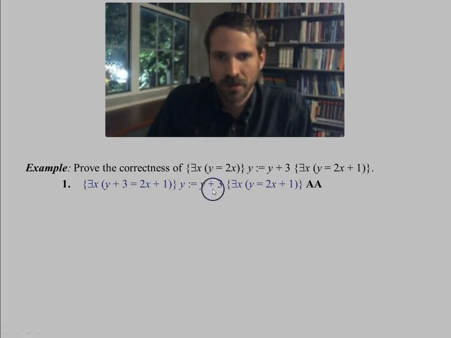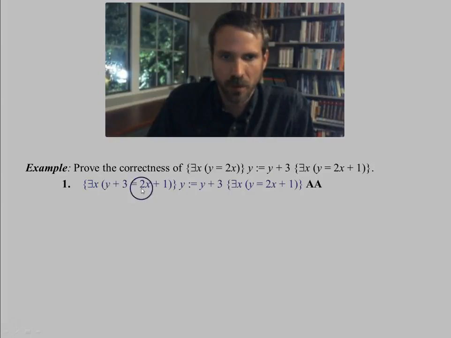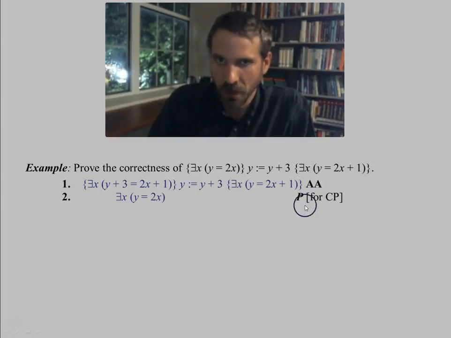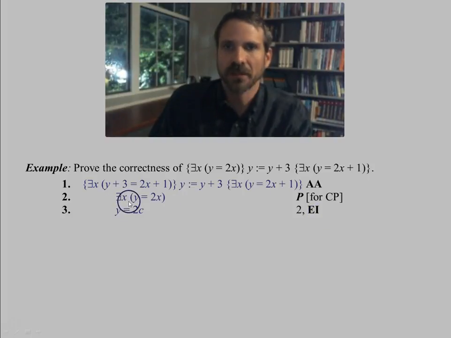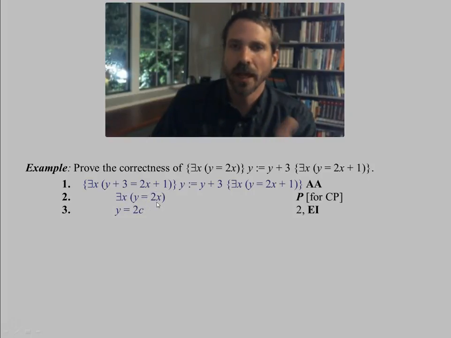So we start off with this rule here, with the assignment axiom. I'm going to be able to just represent the y plus 3 here. I can just take this and put it in for the y there. That's how the assignment works. And then I'm going to introduce a new premise because that's how CP works. You introduce a new premise and now we're in a subproof. y equals 2c, because this is existential instantiation. We're in an existential here. We say that there exists an x such that y equals 2x. So okay, let's name it. We're going to call it c.